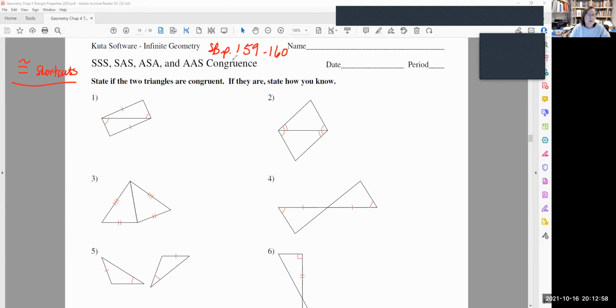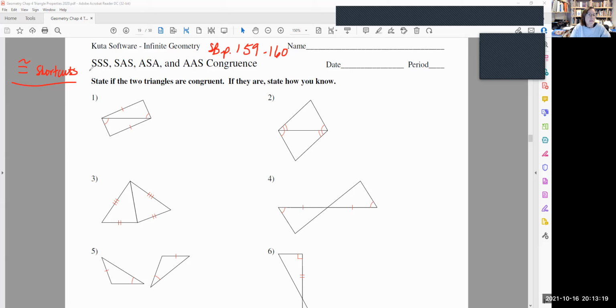Okay, please have SB page 159 through 160 out for this lesson and follow along. Complete these two sheets with me as we go through this. This is pretty critical information for this chapter. Okay, and before we do this, we want to talk about these triangle congruency shortcuts, right?